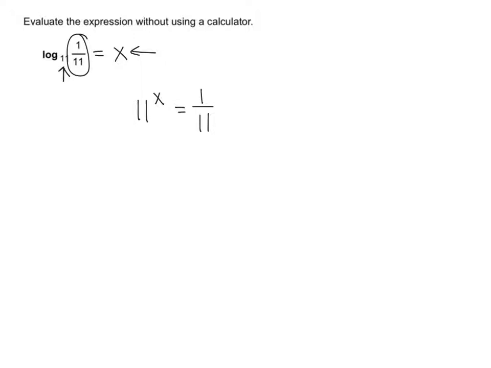Now, 1 over 11 is usually going to be a negative exponent. Because remember, whenever we raise something to the negative 1 exponent, we have 1 over that number. So since 11 raised to the negative 1 exponent is 1 over 11, I know that x must equal negative 1.